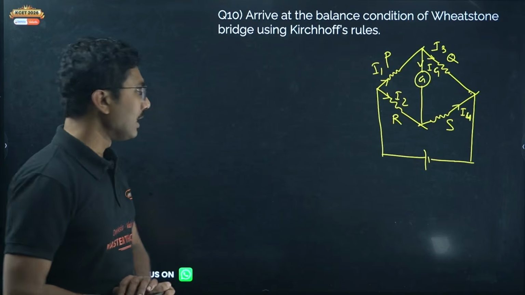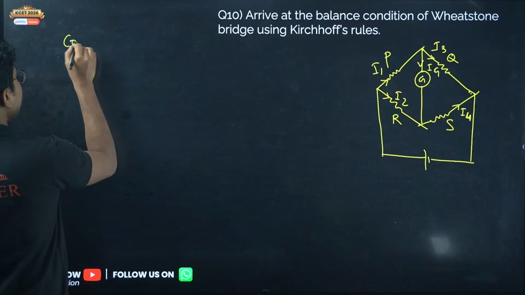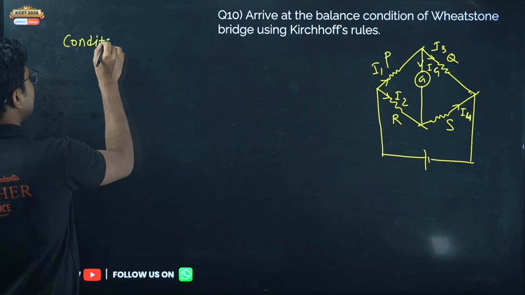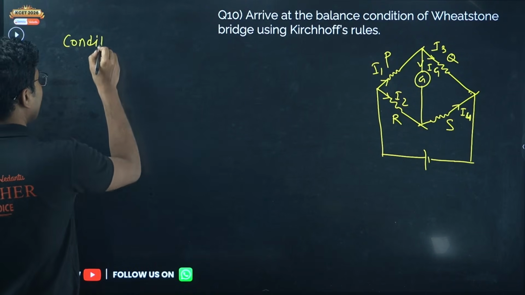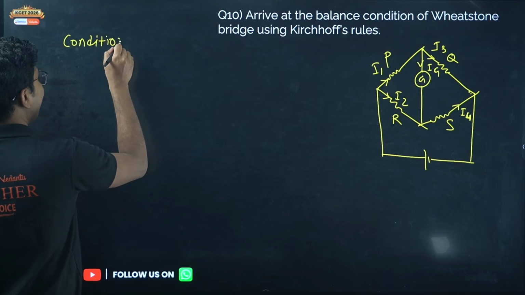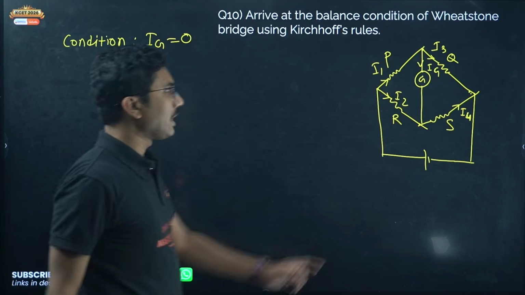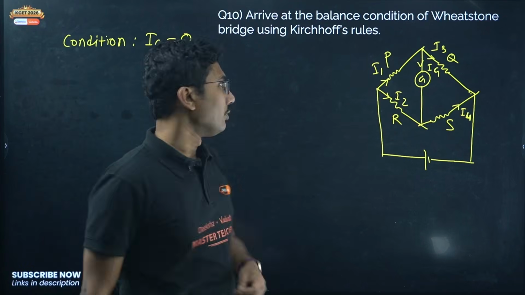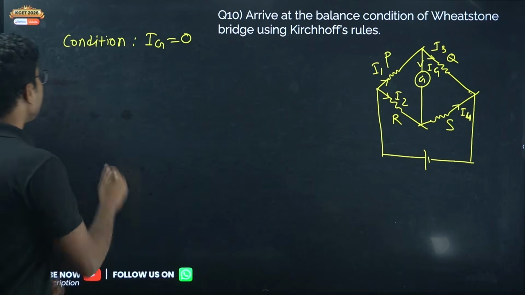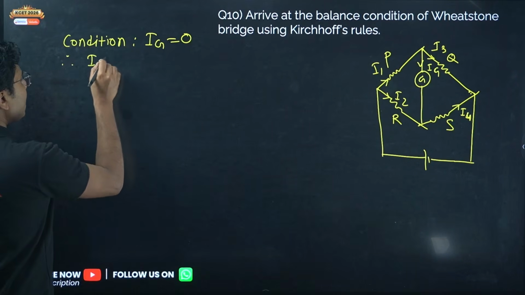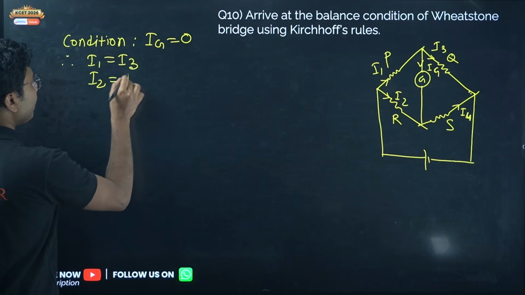Okay, now the condition of balanced Wheatstone bridge is, what is the condition? The condition is when the galvanometer does not show any deflection. So that means the current through the galvanometer must be equal to 0. So this IG must be equal to 0. Now if IG is 0, then I1 and I3 must be equal. So therefore I1 must be equal to I3 and I2 must be equal to I4.